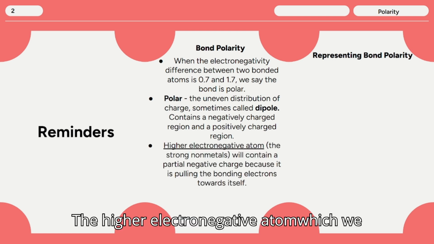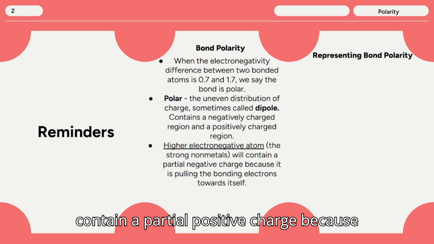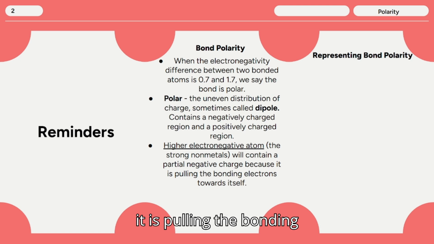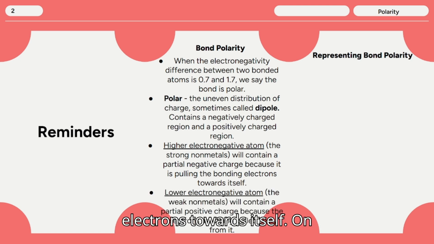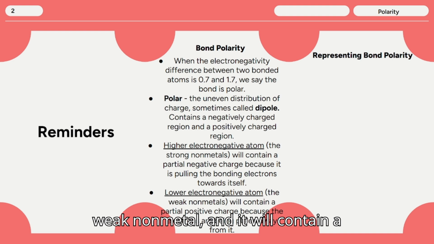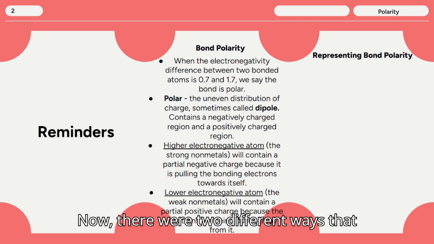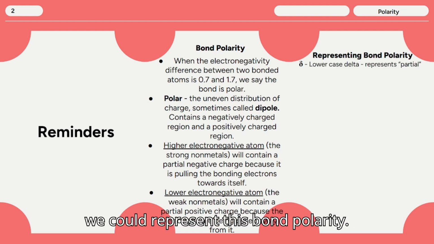The higher electronegative atom, which we defined as the strong nonmetal, will contain a partial negative charge because it is pulling the bonding electrons towards itself. On the other end, we have a lower electronegative atom. We call this the weak nonmetal, and it will contain a partial positive charge because the electrons are being pulled away from it. Now, there were two different ways that we could represent this bond polarity.